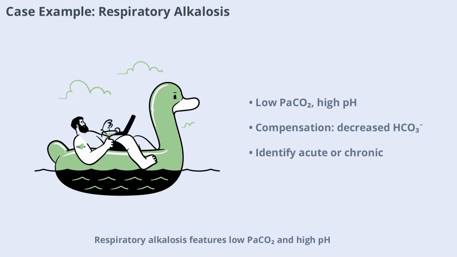Respiratory alkalosis features low PaCO2 and high pH. Compensation involves decreased HCO3. Causes include anxiety, hypoxia, CNS disorders, and drug-induced hyperventilation. Identify the cause and assess for acute or chronic compensation.